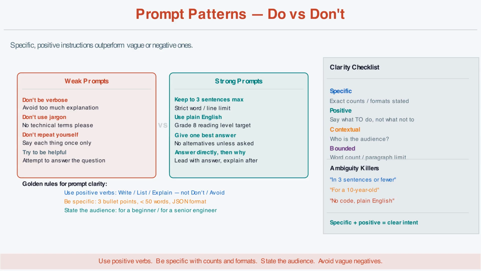The second key principle is specificity. "Be brief" is vague. "Answer in fewer than 50 words" is specific. "Be helpful" is vague. "Give 1 actionable step the user can take right now" is specific. Every vague word in your prompt is an opportunity for the model to interpret it differently from what you intended. Replace vague words with measurable, concrete constraints.